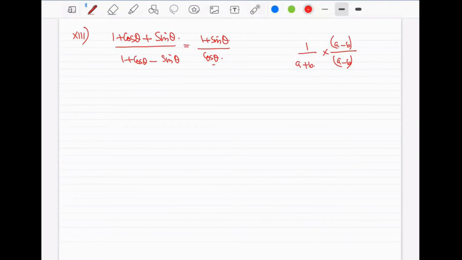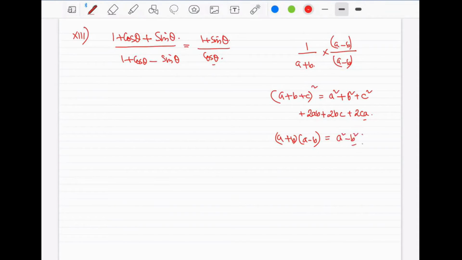Another formula that you need to remember is, what is the formula of a plus b plus c whole square? This is a square plus b square plus c square plus twice ab plus twice bc plus twice ca. And the obvious one we have got, if we have a plus b whole bracket a minus b, what is the expression that we obtain? We obtain a square minus b square. So first of all, rationalization, then this formula right here, then this formula right here. You need to remember all three.